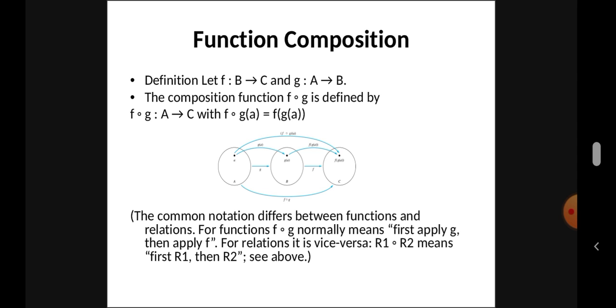The common notation differs between functions and relations. For functions, f of g normally means first apply g, then apply f. For relations, it is vice versa. R1 of R2 means first R1, then R2.